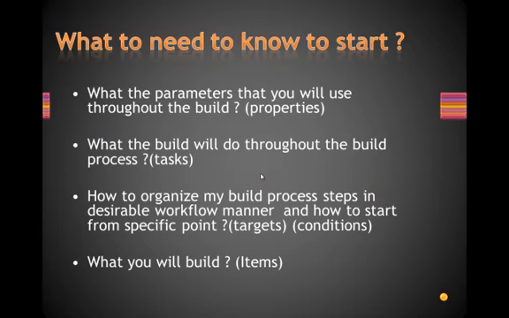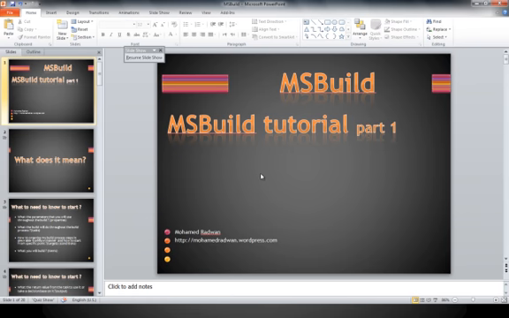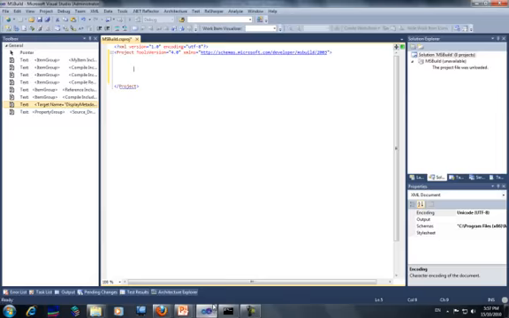Okay, let's see what we need to know to start. Actually, we have to know the parameters that you will use throughout the build. We call these properties. We also need to know the tasks that we will do, specific tasks. The third thing is how to organize these tasks to work in a specific workflow. These are the main three points that I will describe here. So let's go to the code so we can know exactly.